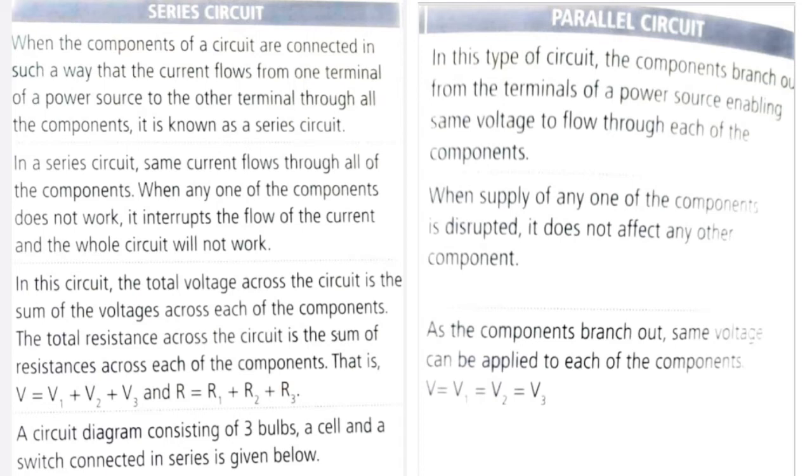Second point, when supply to any one of the components is disrupted, it does not affect any other component. Third point, as the components branch out, the same voltage can be applied to each of the components. V equal to V1 equal to V2 equal to V3. A circuit consisting of a power source and two resistors connected in parallel is given below.